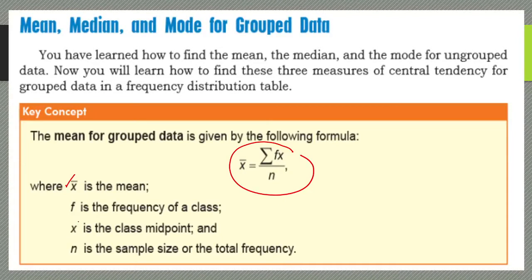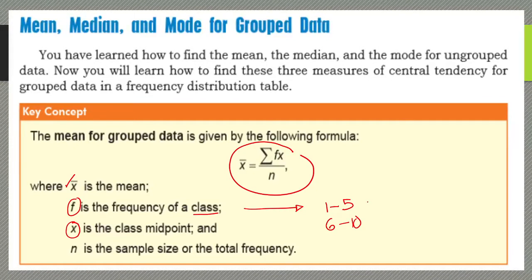Take note of this. The f is the frequency of a class, meaning the frequency of how many are in this class. Okay? X is the class midpoint. By the way, when I say class, it means, for example, 1 to 5. This is a class. It's an interval from 1 to 5. 6 to 10, this is another class.